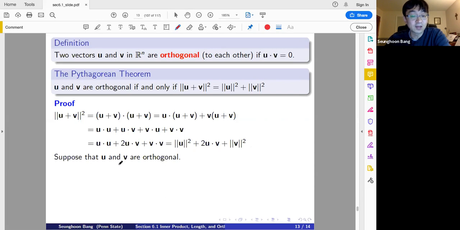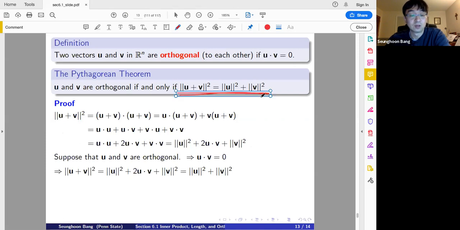So suppose that u and v are orthogonal. What does it mean? The u dot v equals 0. You plug this value in here. So what happens? Here, the norm of u plus v squared is this one. From the previous calculation, you plug u dot v in here, and this is 0. So we have this result.